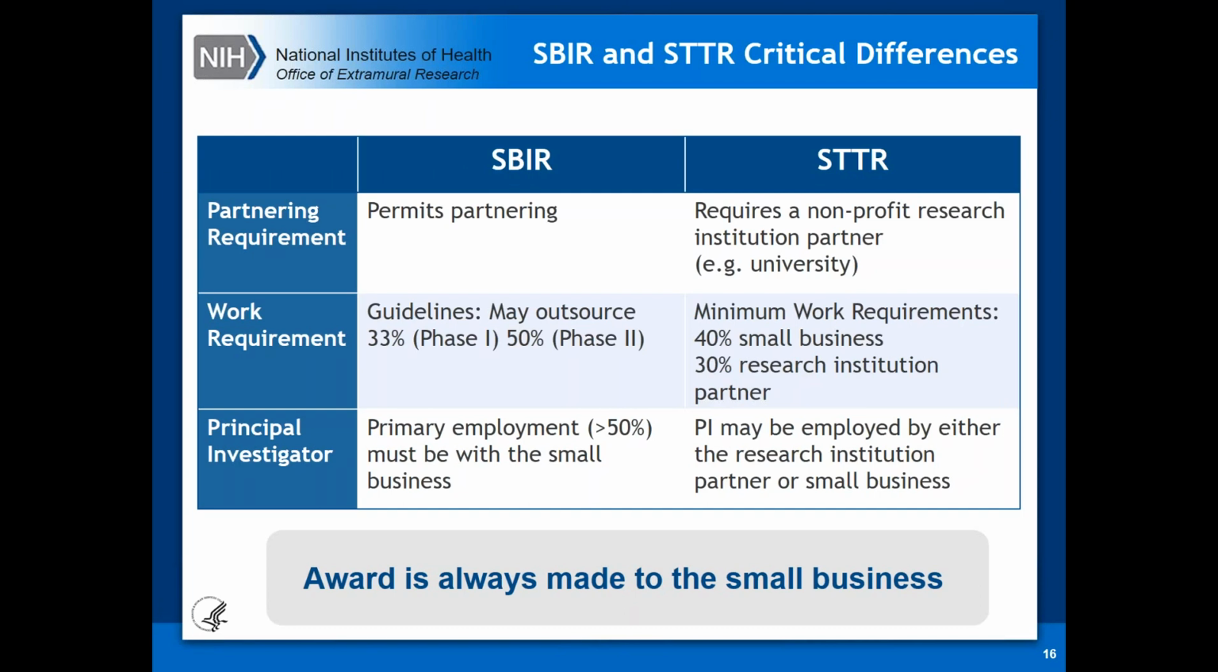Under the STTR, the small business needs to do at least 40% of the work, and then 30% with a research institution partner. Some ask if there can be another partner involved as well, and that could be part of the research, and they could do some of the remaining 30%. As for principal investigator under SBIR, the primary employment needs to be greater than 50% with the small business. Under the STTR, there's more flexibility. The PI may be employed by either the research institution partner or the small business. And as I noted earlier, even in the STTR, even though a university or nonprofit research organization is involved, the award is always made to the small business.